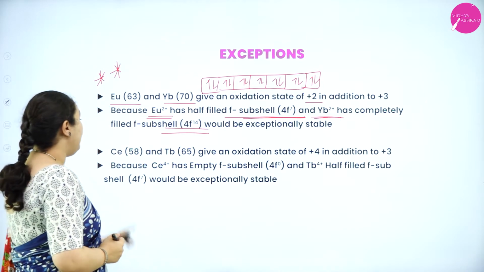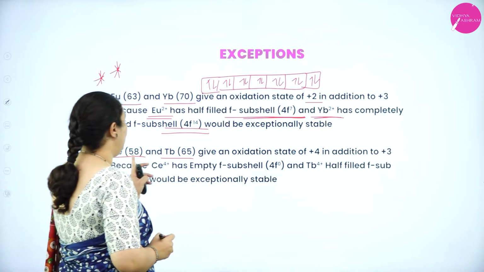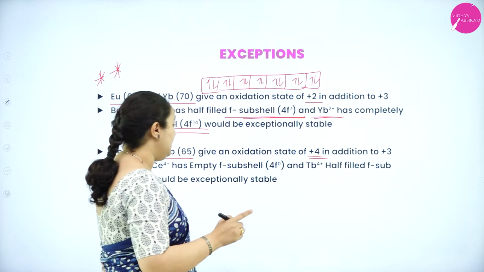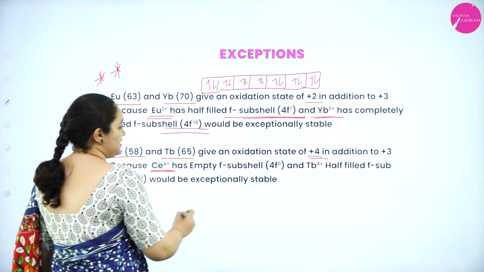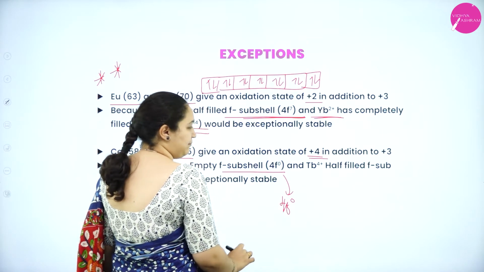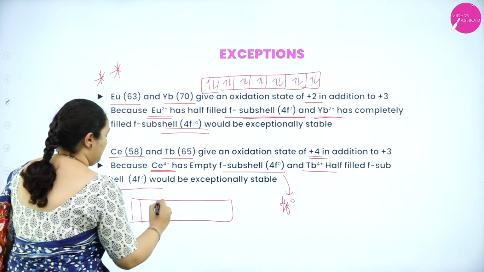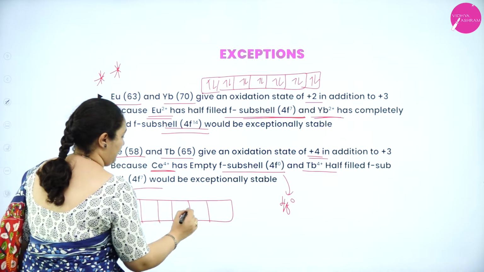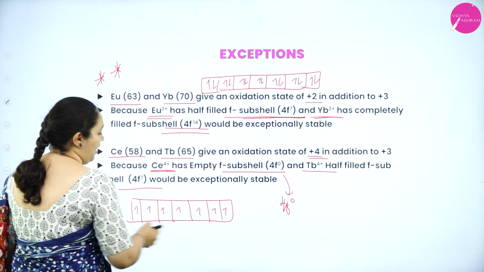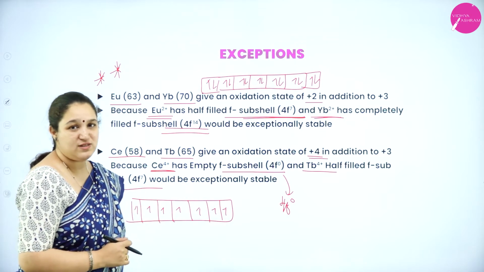Okay. Same way, cerium and terbium again have +4 oxidation state in addition to +3. That is because Ce +4 state has got no f electrons at all, 4f0, the f orbital is empty, and Tb in +4 state has got a half-filled orbital. So 1, 2, 3, 4, 5, 6, 7. Half-filled orbital, they get extra stability. That's why it's showing that oxidation state.